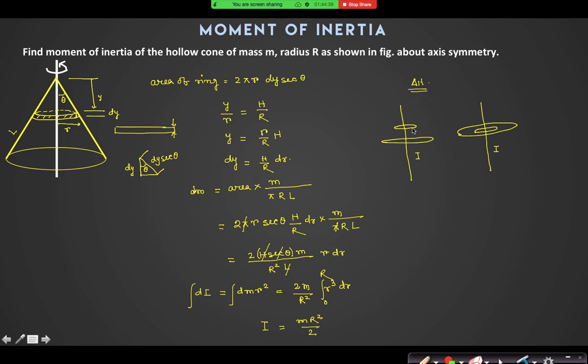Does it matter where you are placing these rings along the axis? Even if you place this ring below the axis of rotation, will the moment of inertia be the same? Yes or no? Yes sir. Similarly, if you have a disk, you can imagine that disk made of infinite number of such rings, yes or no?